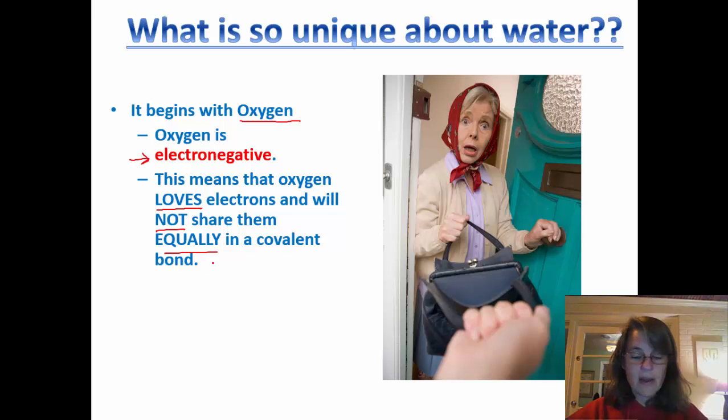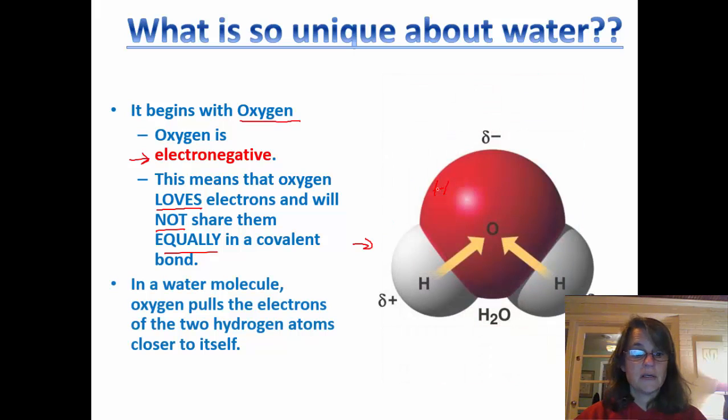It will share them. But like in this picture with the little old lady, oxygen is pulling on those electrons, and it's going to hold them closer to itself, and it's not going to let hydrogen, the little old lady, keep them very much of the time. They're going to spend more of their time around oxygen. So electrons that ought to be shared equally between hydrogen and oxygen end up spending more of their time near the oxygen end of this water molecule.